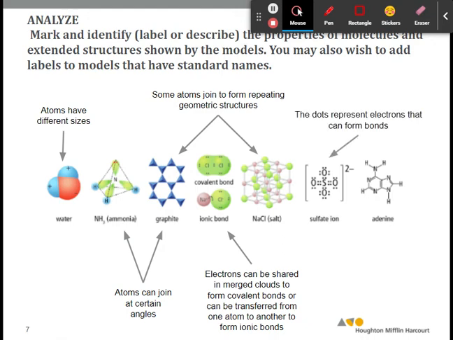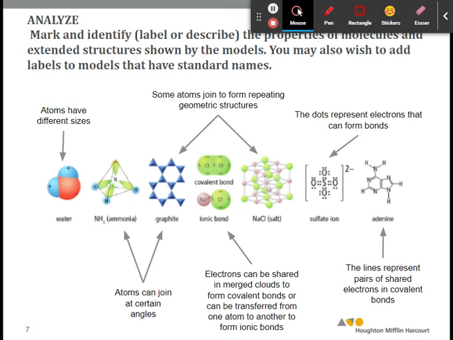The image shown for sulfate is called a Lewis dot structure. This model emphasizes the electrons that are free to form bonds. So each of these dots represents an electron that may be able to form a bond. Not all of them are, but if you understand Lewis dot structures, then you're able to see all of the outermost electrons, and those are the ones that can possibly form bonds.